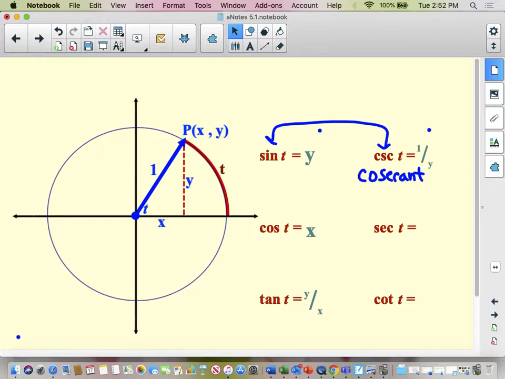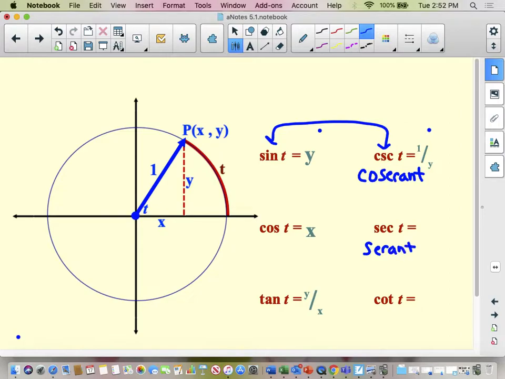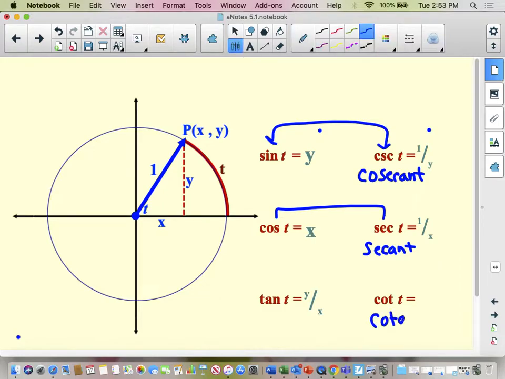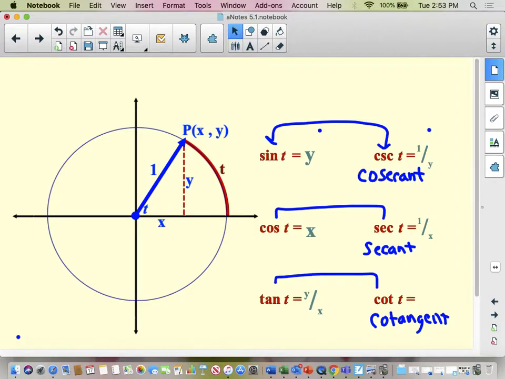Okay, on that same note, SEC, which is pronounced secant, is reciprocal with the cosine value. So if you know cosine is x, your secant is 1 divided by x. And as you can imagine, COT, which is cotangent, that's the only logical name here, is the reciprocal of the tangent. So if you know tangent is y over x, then you know cotangent is x over y. You need to know those, okay?